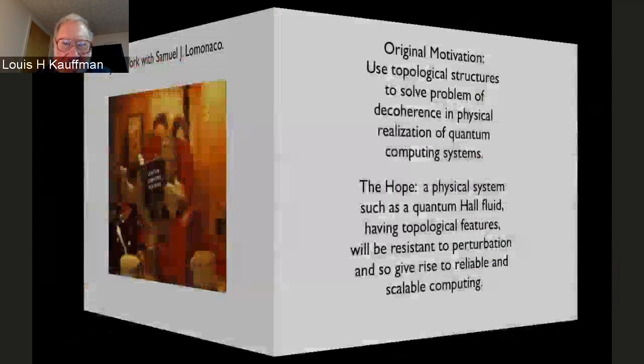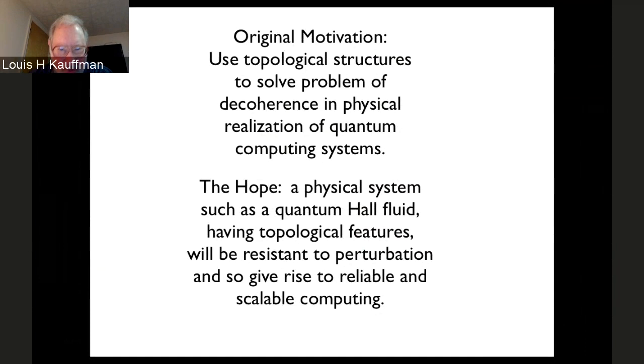As I said, the original motivation here, which is still ongoing research for many people, is to use topological structures in the physical realization of quantum computing systems. The idea being that if you do something that gives rise to topological situations, then they're not subject to perturbation without changing their essential structure. And the hope is that a physical system such as quantum Hall fluid, having topological features, would be resistant to that perturbation and so give rise to reliable and scalable computing.